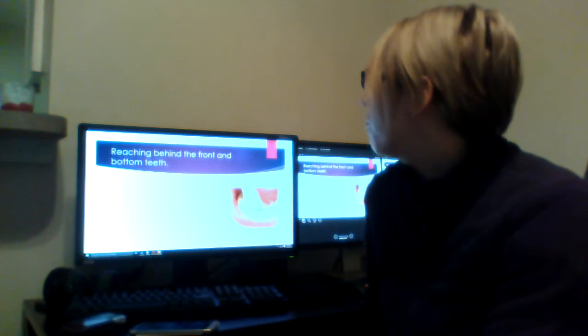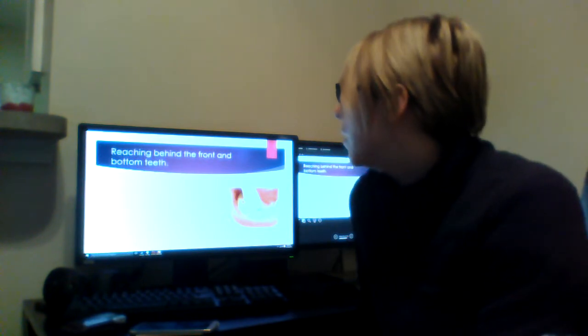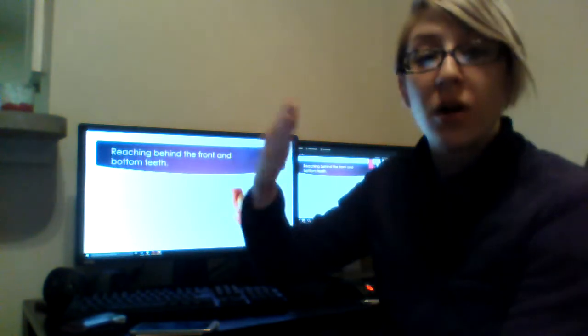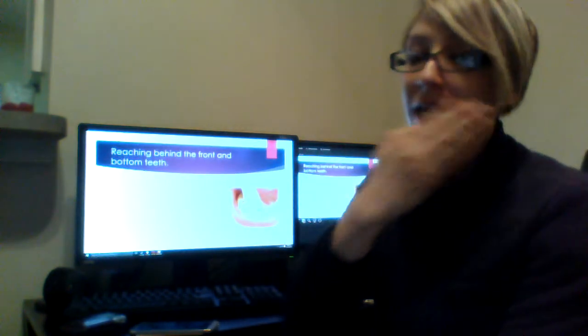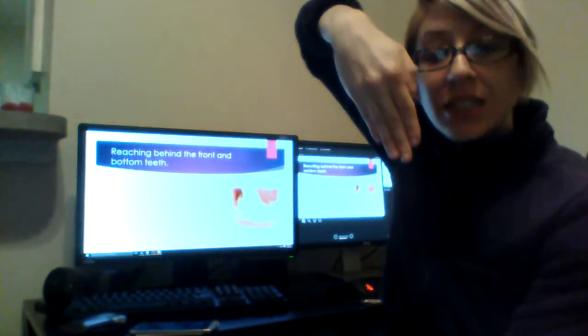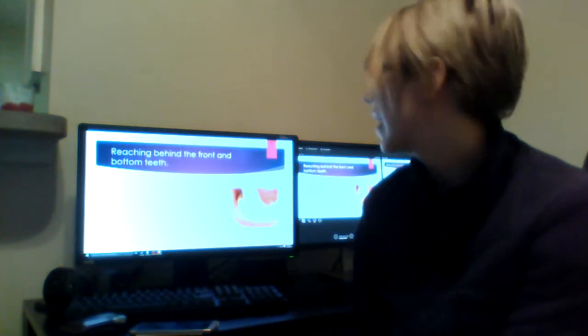Reaching behind the front and the bottom teeth, we'll tilt the brush vertically. So we were holding our toothbrush horizontally to get here and here. We are now going to tilt it upside down to better reach these areas.